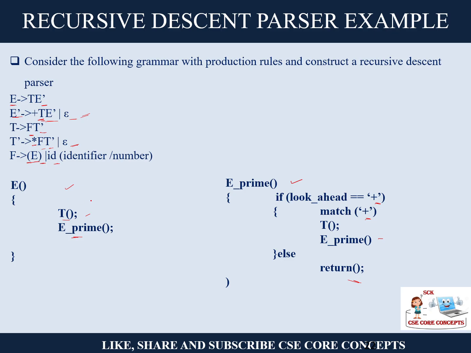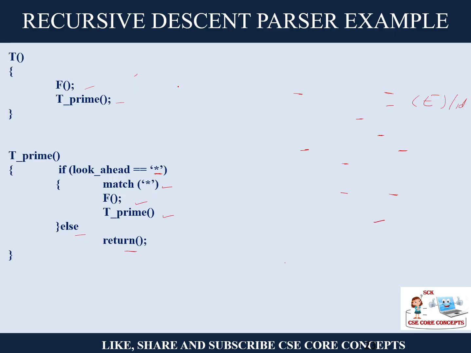Yes, here it is, E function. Here in E function, the first thing we are doing is giving a call to T. So let us go to the calling T function. In T function, we are giving a call to F. So please, we can keep track of what functions are being called. Here we started with our E function. From E we got a call to T. From T we got a call to F.